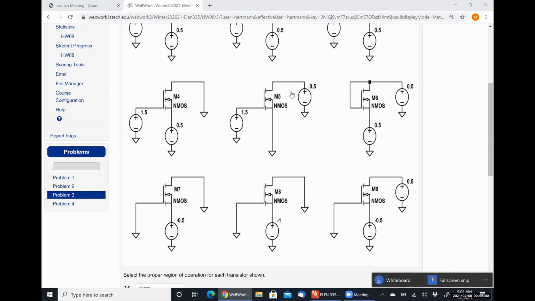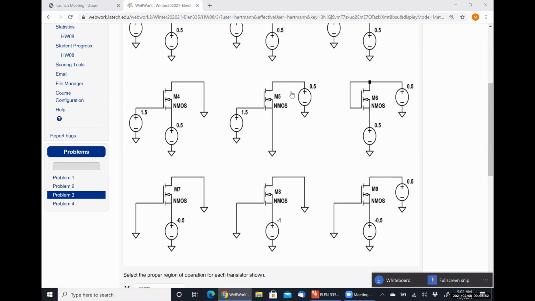I want you to tell me what's going on with the middlemost transistor here. VGS is 1.5. Okay. VGS minus VTH is 1.1. Okay. VDS is 0.5. So VGS minus VTH is over VDS, and that means it's the triode. Absolutely correct.